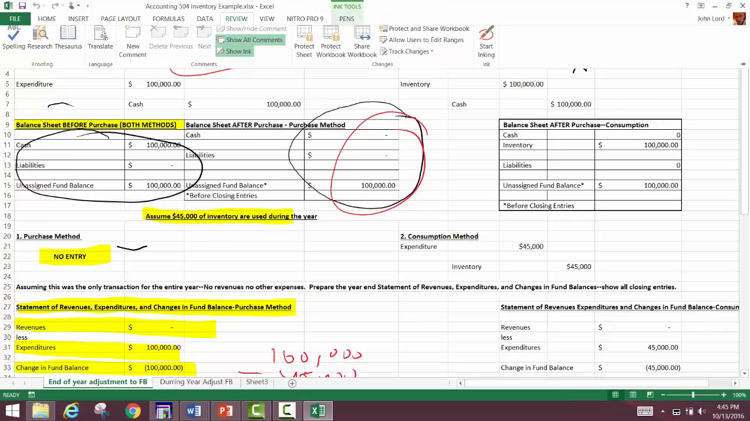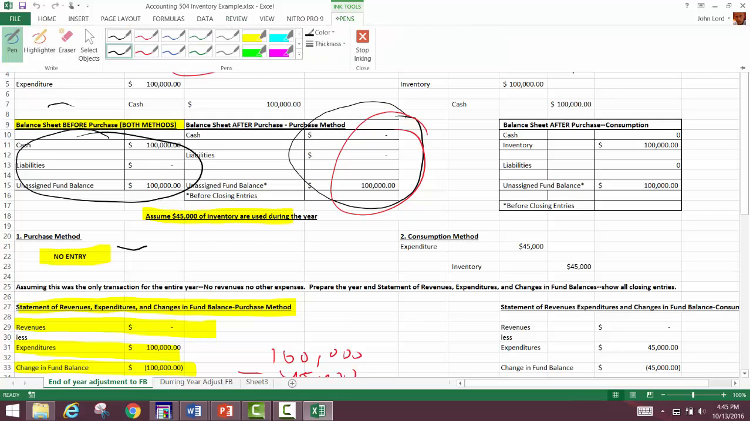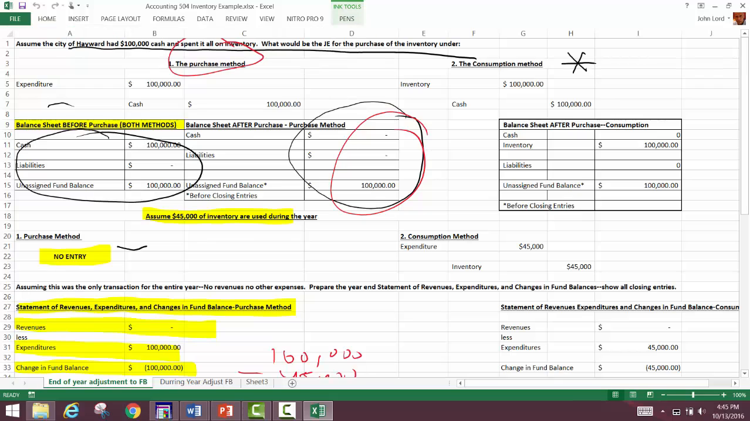Now, when we look at these, we're going to first look at the purchase method. Notice that with the purchase method here, before we have purchased any inventory, we have cash of $100,000, and we're saying that that cash is all what? Unassigned, right? Okay. Then what happens? Then we go ahead and spend that cash on inventory. And under the purchase method, we would debit expenditure for the amount of inventory and credit cash.